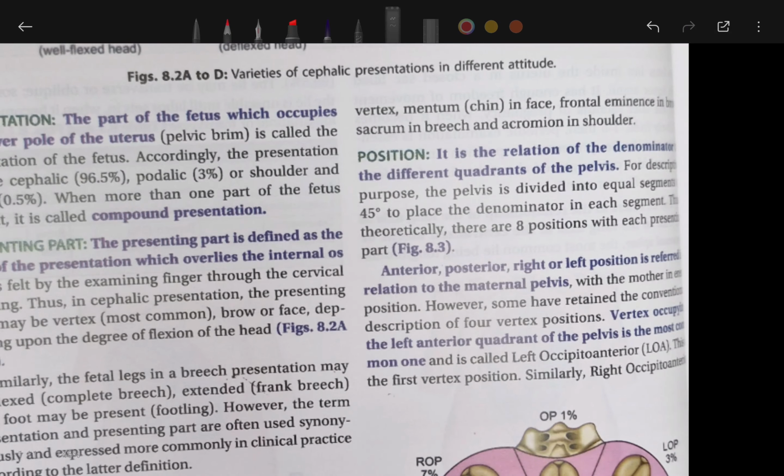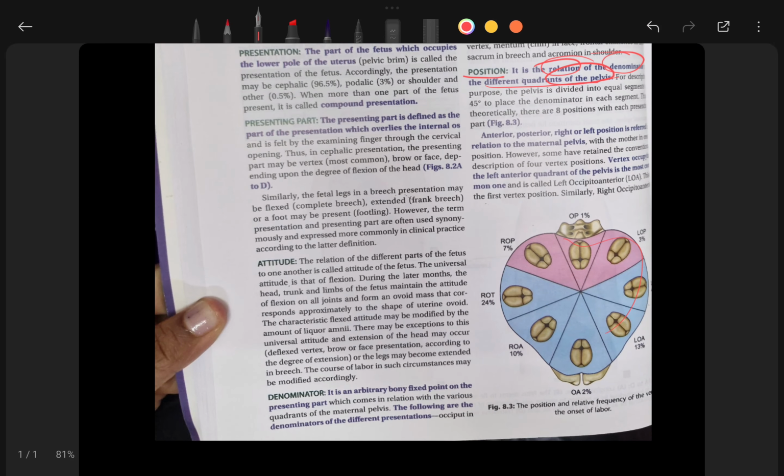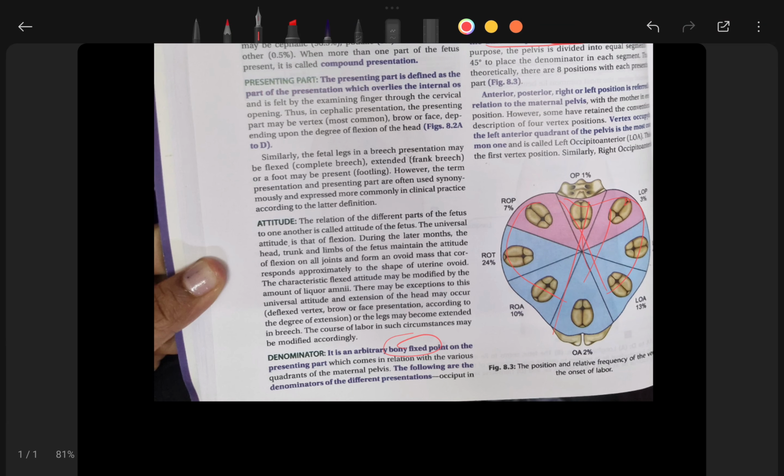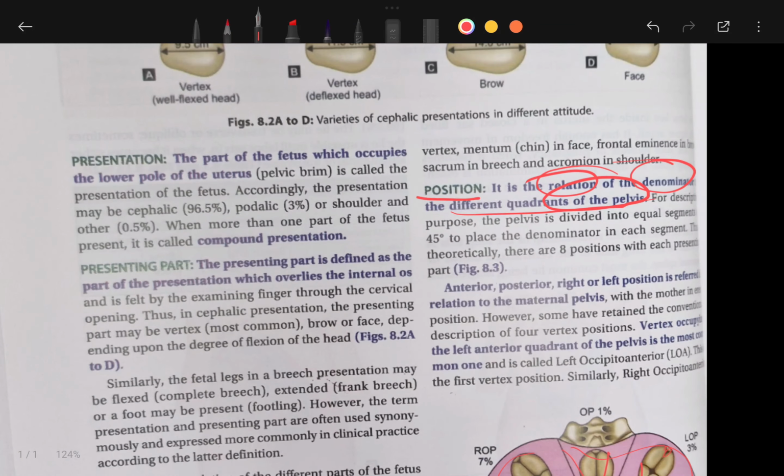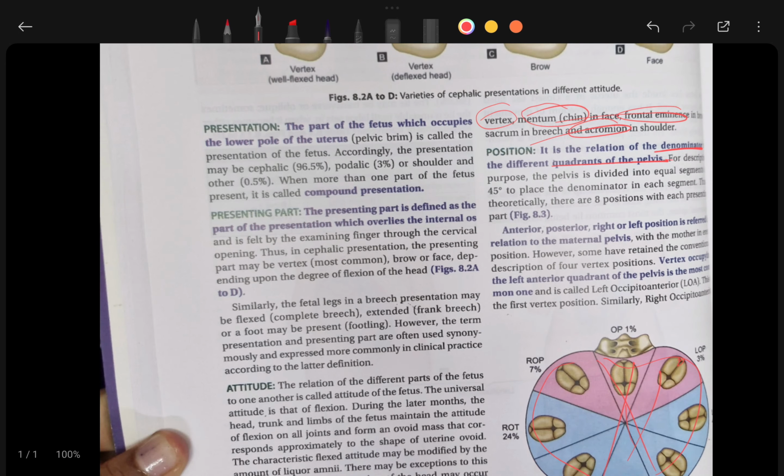And coming to position. Position is the relationship of the denominator to different quadrants of the pelvis. We have to first divide the pelvis into different quadrants, then see which one comes as the presenting part. That bony fixed point becomes the denominator. Position is the relationship of the denominator with the different quadrants. The denominator may be vertex, chin, frontal eminence, or acromion process. This, with relation to the quadrants of the pelvis, we call position.